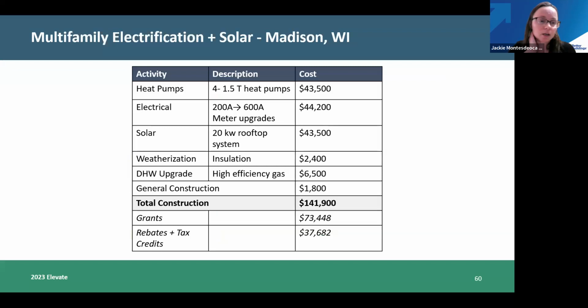The scope here for heat pumps, electrical upgrades that are needed, we're seeing that is very common in the stock that we're upgrading. So service upgrades are going to cost, and solar. All heat pumps, electrical and solar are around $40,000 each, as well as weatherization and a central DHW, domestic hot water heater upgrade. So we're offsetting costs by helping the owner with grants, and they're expecting rebates and tax credits. Next slide.